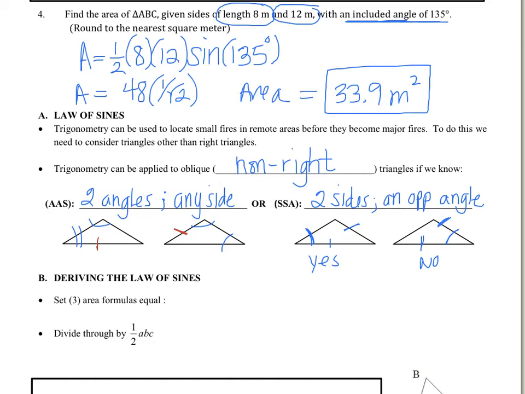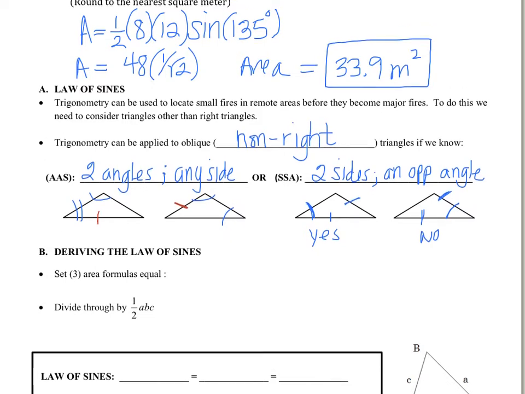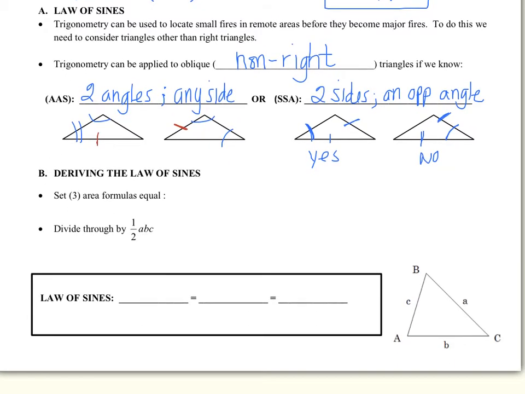So let's look at how we come up with the law of sines. The law of sines is derived by looking at the three formulas for area that we previously talked about. So those formulas were 1/2 BC sine A, 1/2 CA sine B, and 1/2 AB sine C.